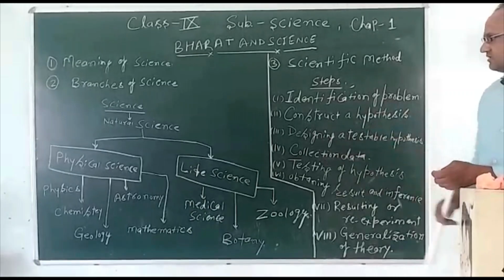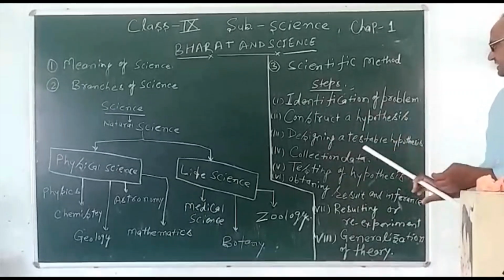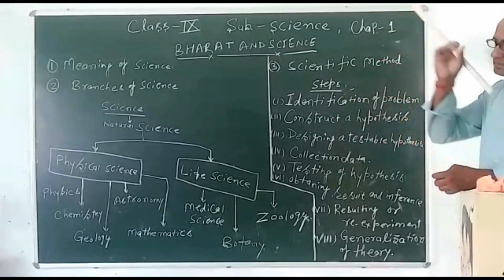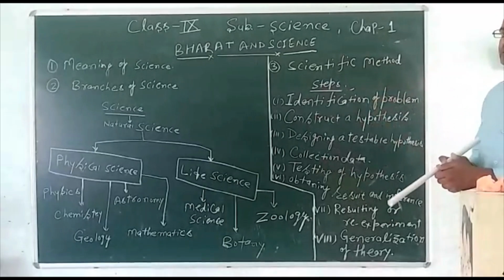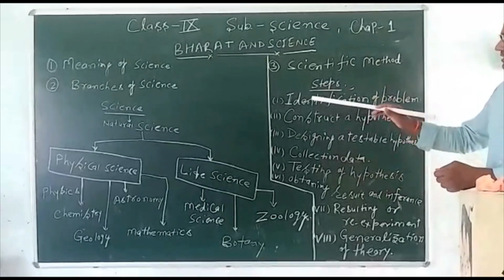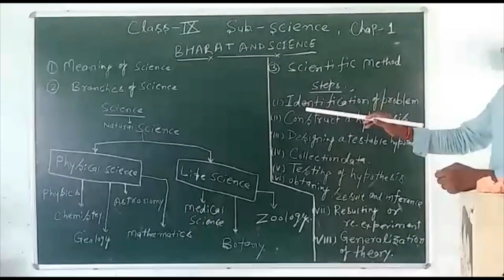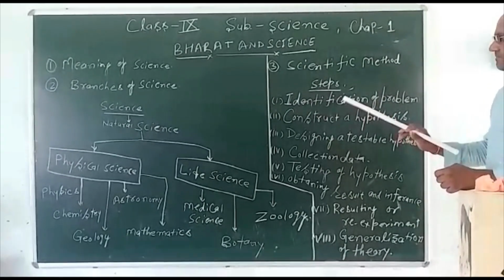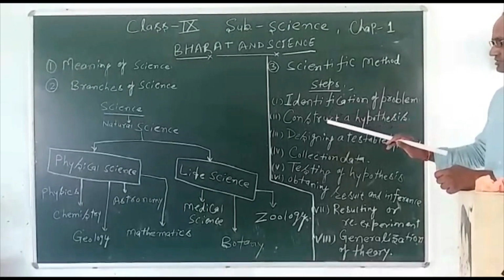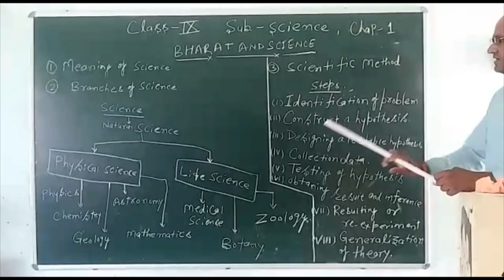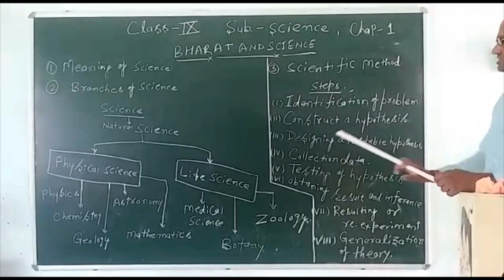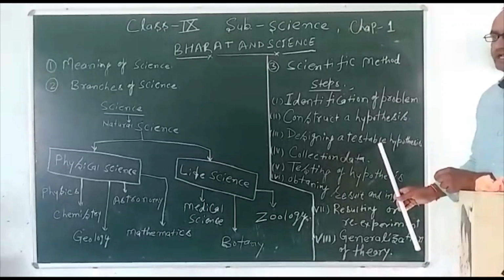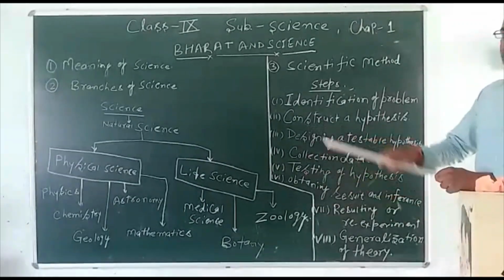identification. In the third, designing a testable hypothesis. If we take an example regarding any disease, against this disease we first identify which pathogen is responsible for that. Then second, against the pathogen we construct a hypothesis. Then the constructed hypothesis is designed as a testable hypothesis, meaning in the laboratory we test whether this hypothesis is correct or not.